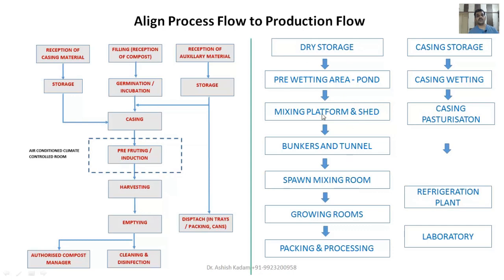Your production flow has to go in line with the process flow. This is very important. There should not be any crisscross of the functions. For example, if your dry storage area is close to the growing rooms, there is a possibility of cross contamination. Or if you are storing your spent compost very close to the pre-wetting area, there is a possibility of cross contamination of the diseases of the old compost with the new compost, new bagasse, or new ingredients which you are using for making the new compost.